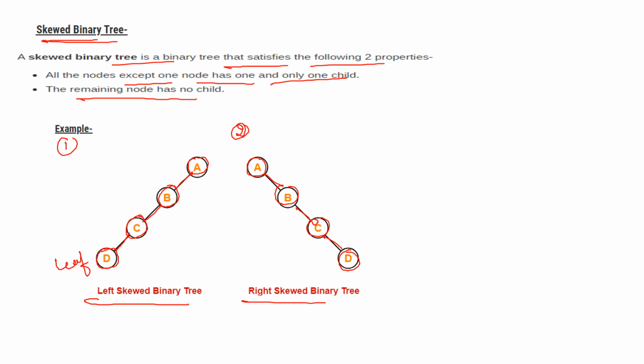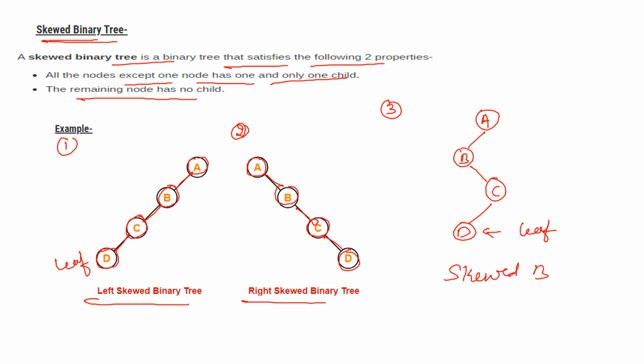Now which tree is called skewed binary tree? Third example we'll consider. Right? So this is a binary tree. Every node has one child. Every node has one child here. One child. Except this last node, which is leaf node. Right? This is skewed binary tree. It is called as skewed binary tree.